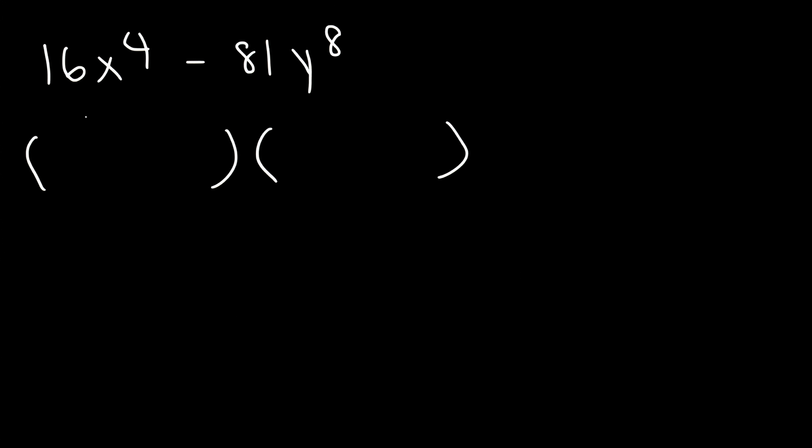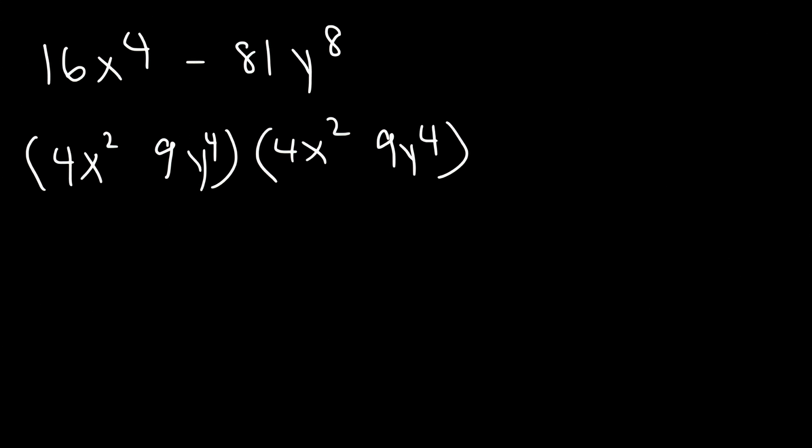Now what about a bigger example, like 16x to the 4th minus 81y to the 8? What can we do here? The square root of 16 is 4. The square root of x to the 4th is x squared. Simply divide the exponent by 2. The square root of 81 is 9. And the square root of y to the 8 is y to the 4th. Just divide the exponent by 2.